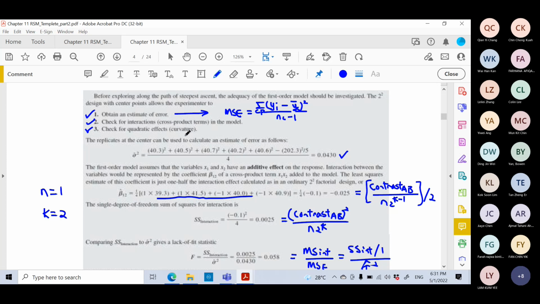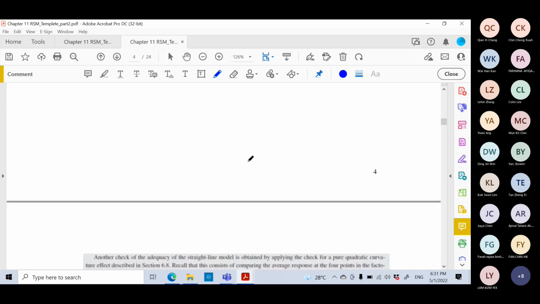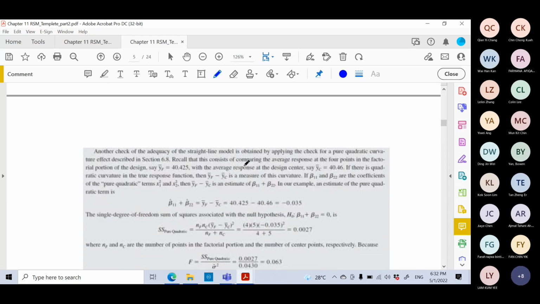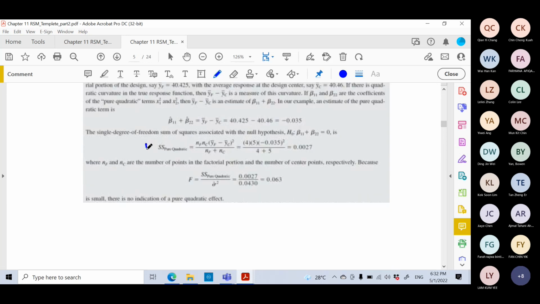The third one, you want to check whether the quadratic effect is necessary or not. So we need to check the sum of square for the pure quadratic. How do we check the sum of square for the pure quadratic here? Of course we will use the following one. The formula I have shown you before is given here: the sum of square for the pure quadratic equals n for the factorial multiplied by n for the center point, times the mean for the factorial minus the mean for the center point, squared, divided by the size for the factorial plus the n for the center.